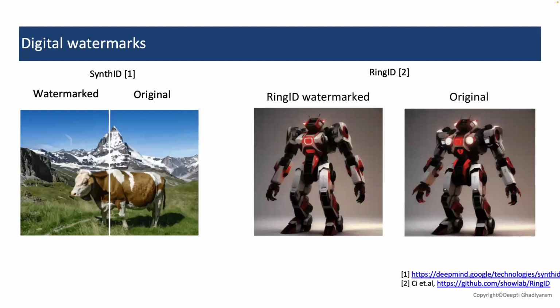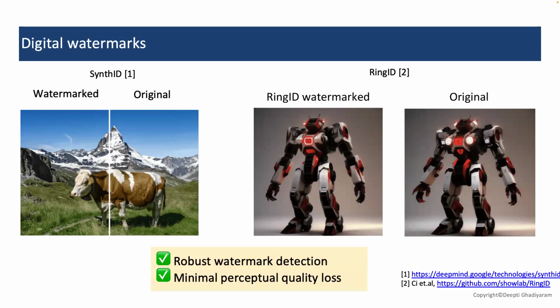A recent work from Show Lab, which is RingID, that was open sourced just a couple of days ago, tries to meet two requirements. One is you want the watermark detection to be robust. So even if the image, in this case, undergoes several transformations, you're still able to retrieve the watermark that was added. And while adding the watermark, ensure that there is minimal perceptual quality loss in the images.